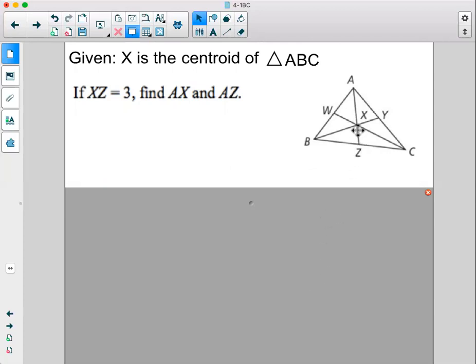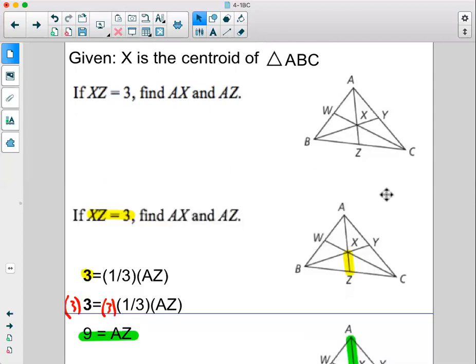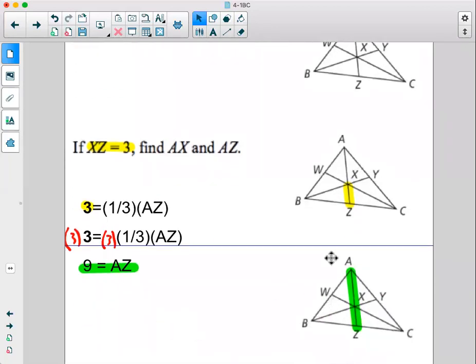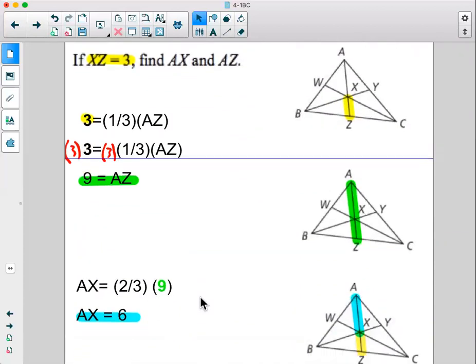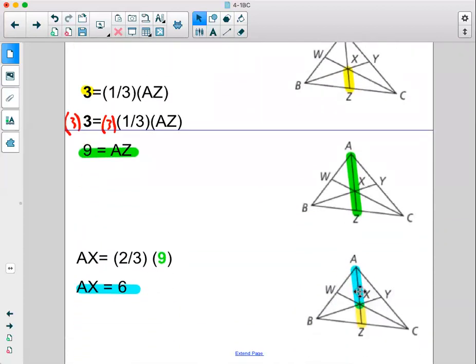This time we're given XZ, which is the 1/3 chunk. And so we know that it's 3. 3 is 1/3 of the whole median AZ. So we're going to solve for AZ, multiplying by the reciprocal, which is 3/1. So 9 is AZ. Now we know the whole median AZ, but we still need to find AX. And AX is the 2/3 chunk. So AX is 2/3 of the whole, or 2/3 of 9. 2/3 times 9 is 6.